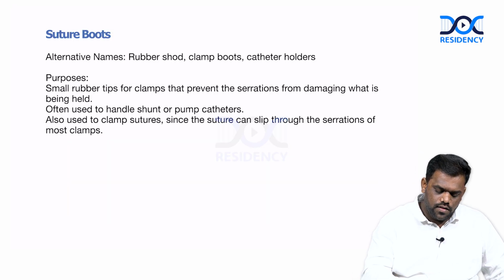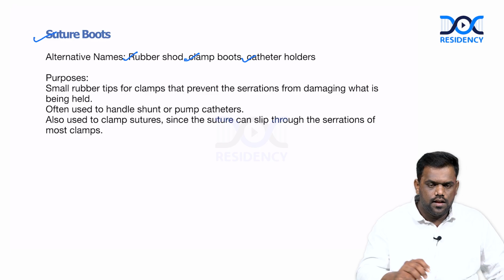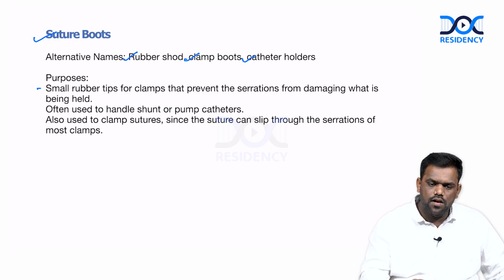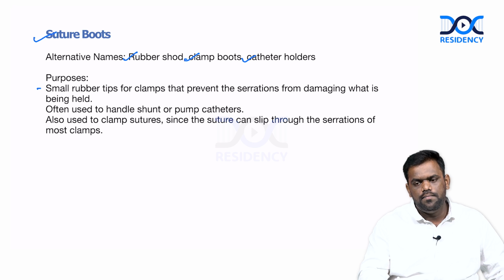This is your suture boots. There are many names: rubber bands, clamp boots, and catheter holder. Its purpose is that it has a small rubber tube for clamps that prevents the serrations from damaging what is being held. So it's often used to handle shunt or pump catheters.